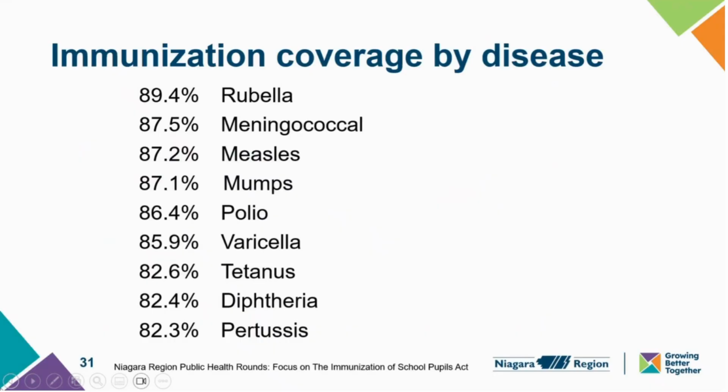This shows us immunization coverage rates for students aged 4 to 17 in Niagara. This data was pulled at the end of October. Previously, we had a national target for 95% coverage for all routine childhood vaccinations by 2025. So we can see that Niagara is just under that target.